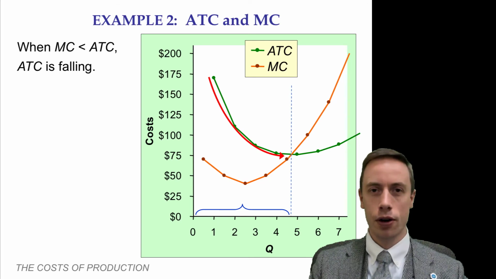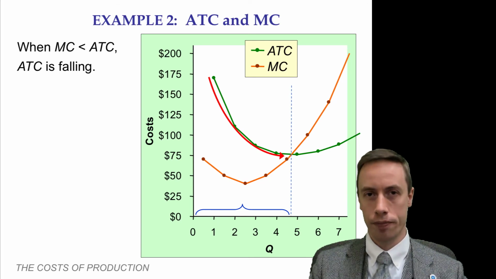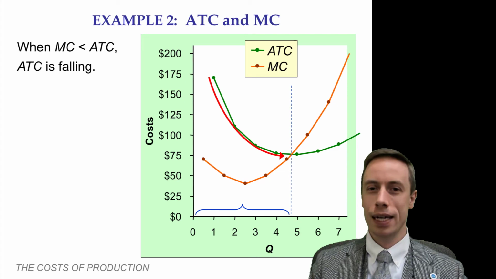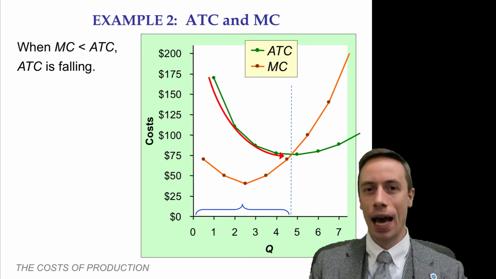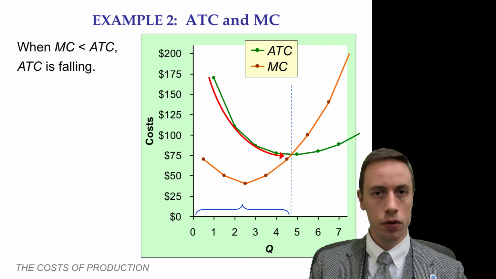Let's think about this in a context that you might be more familiar with. Imagine a class with an average grade. If I add a student that has a grade lower than the average, the average drops. Production works in the same way. If I add a unit of output that has a cost below the average, it lowers the average. So this keeps happening with units 1, 2, 3, 4, and 5. Each of them lowers the average.